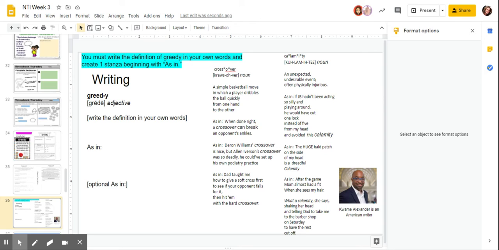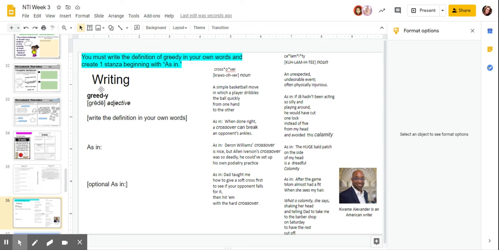As in, if JB hadn't been acting so silly and playing around, he would have cut 1 lock instead of 5 from my head and avoided this calamity. As in, the huge bald patch on the side of my head is a dreadful calamity. As in, after the game, Mom almost had a fit when she sees my hair. What a calamity, she says, shaking her head and telling Dad to take me to the barber shop on Saturday to have the rest cut off.